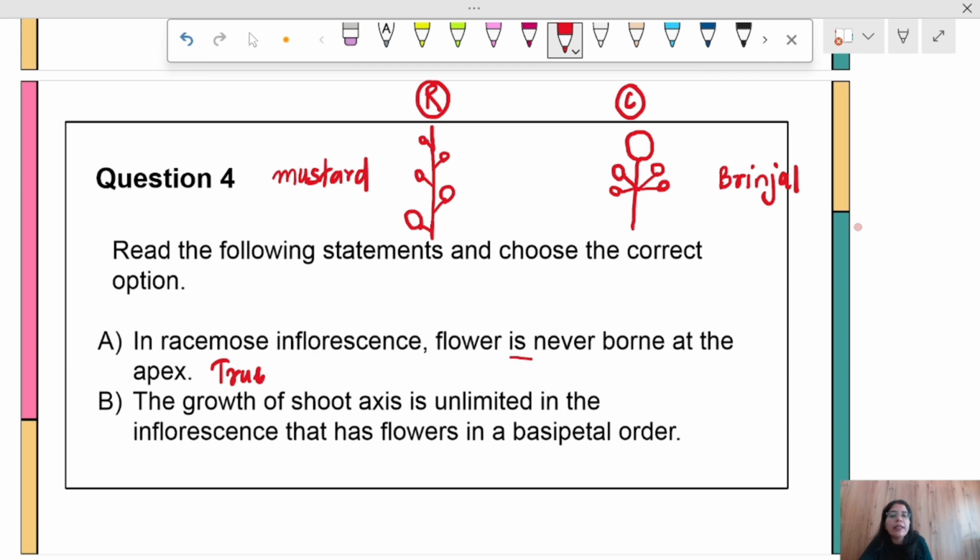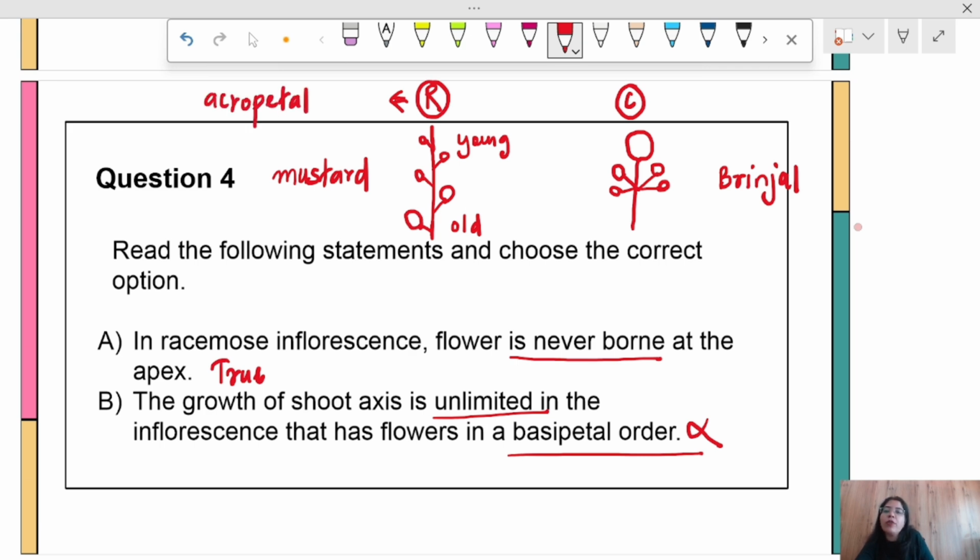The inflorescence tip is never terminated into flower. The growth of shoot axis is unlimited. Yes, the growth of shoot axis or inflorescence axis is unlimited. Okay, and the flowers are in basipetal order. This is wrong. Okay, look, whenever the young flowers are near the apex and the old flowers are near the base, you will call this type of arrangement of flowers acropetal. So what is the arrangement of flowers in racemose inflorescence? Acropetal, youngest at the apex and old at the base, right?